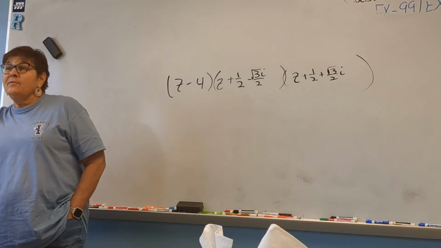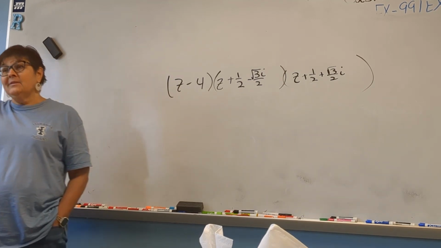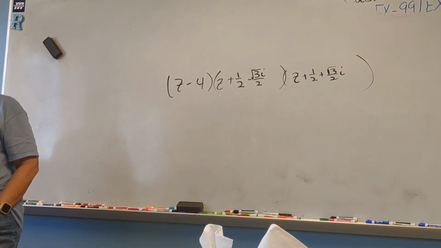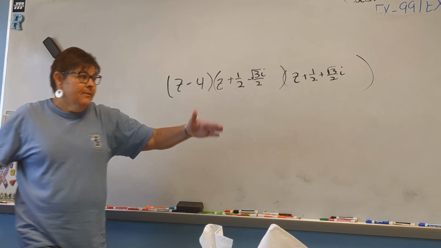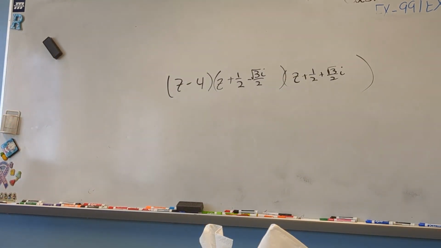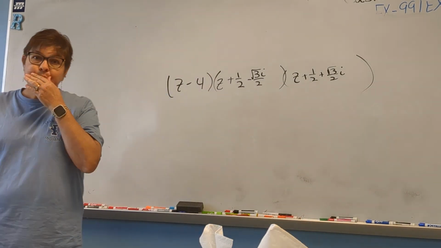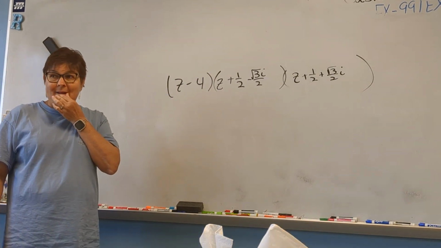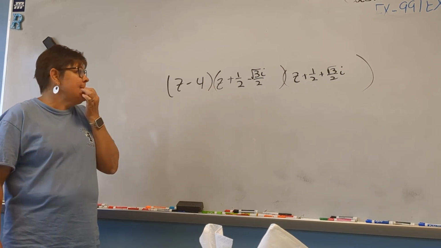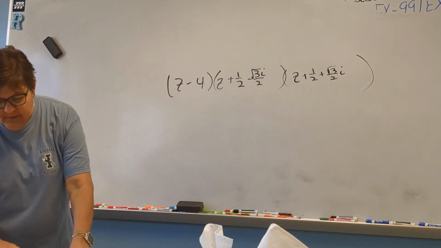So if the question asks find the linear factors, this is the answer they're looking for. If they say find the roots, you've got the answers over there. The first root would be z equals 4, and the other two would be these two right here. So there is a distinction between those two types of questions. Are we cool? Okay. All right, we'll give you another one to try without me.